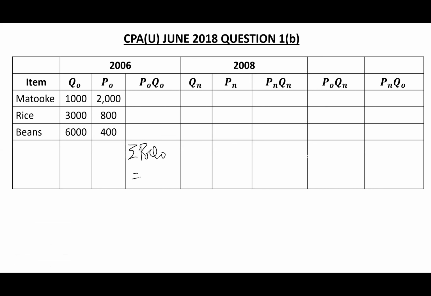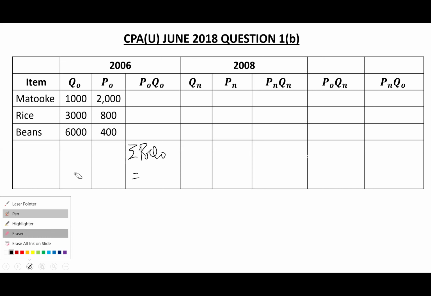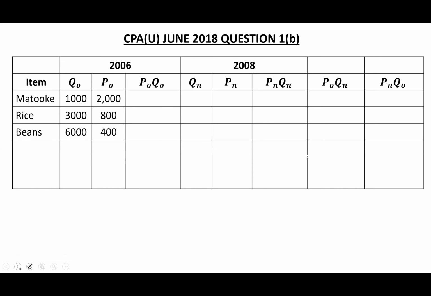You just have to multiply the two together. Just multiply the two. Summation P naught Q naught, just give me that one first. All right, I can say 68, which is correct. Let us go to 2008.